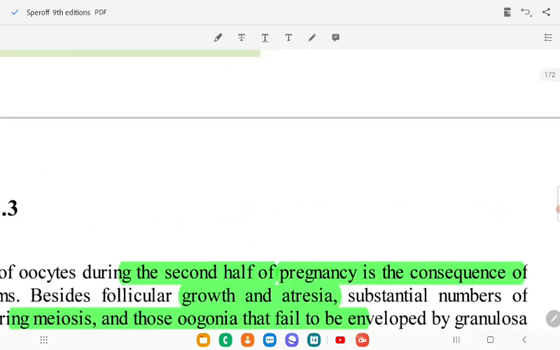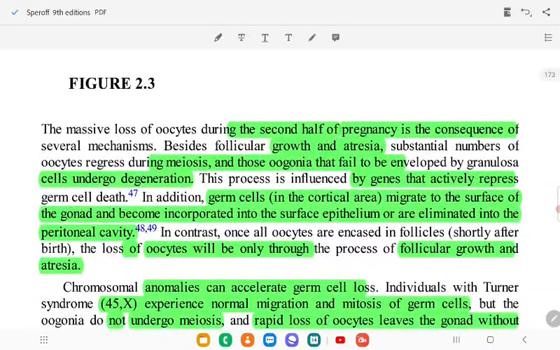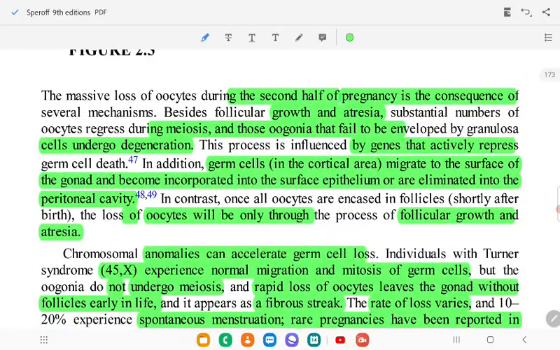Okay. The massive loss of oocytes during the second half of pregnancy is the consequence of several mechanisms. First, besides follicular growth and atresia, a substantial number of oocytes regress during meiosis. Those oogonia that fail to be enveloped by the granulosa cells undergo degeneration. So the first thing is follicular atresia. They are unable to be enveloped by the granulosa cells, and those oogonia will regress. This process is influenced by genes that actively regulate germ cell death.